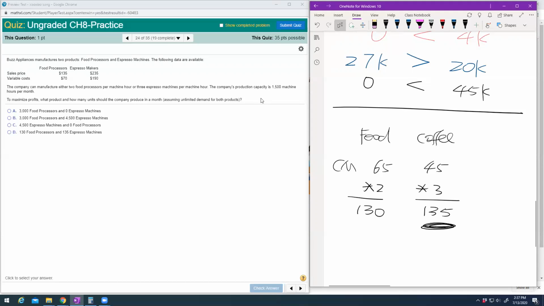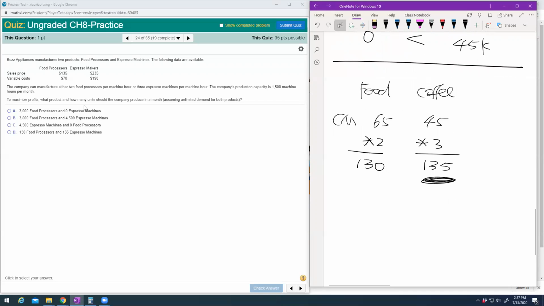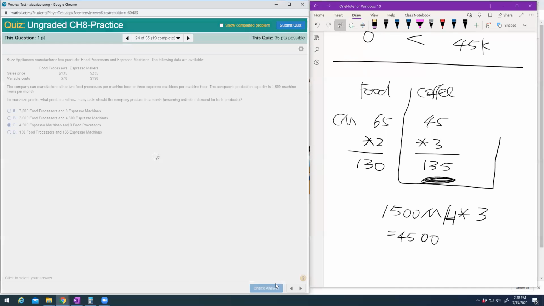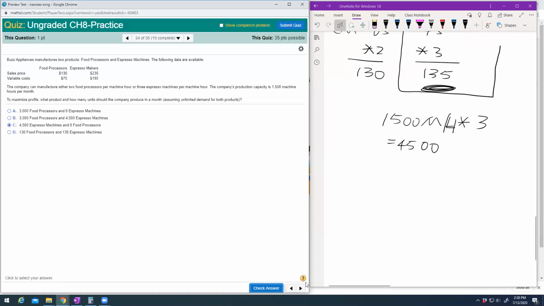The company production is only 1,500 machine hours minimum. What should we do? We should definitely go to coffee. You have 1,500 machine hours in total, and in 1 machine hour you can produce 3 coffee makers. So you should make 4,500 coffee makers and 0 food processors. That's the right answer. We should focus on the one with the higher contribution margin per constrained resource, which is the machine hour.